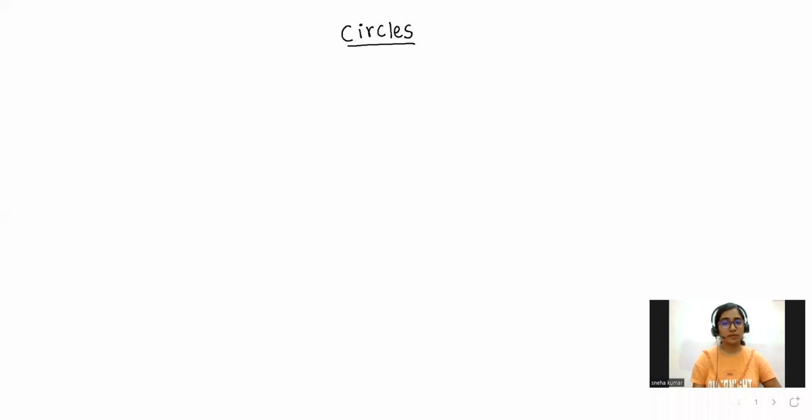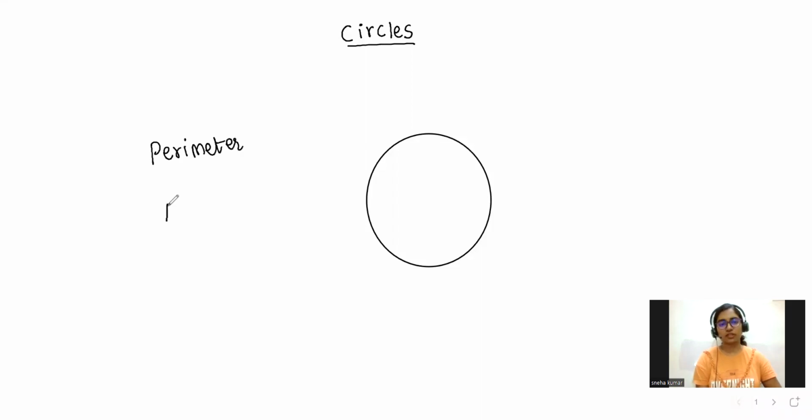Today we'll be learning about a geometry question based on circles, calculating the area and perimeter. So let's get started with the session. If we take circles or any geometrical shape, we need to know the formulas and remember them to solve the question. For circles, we have two basic formulas. One is the perimeter of the circle, and the other is the area of the circle.